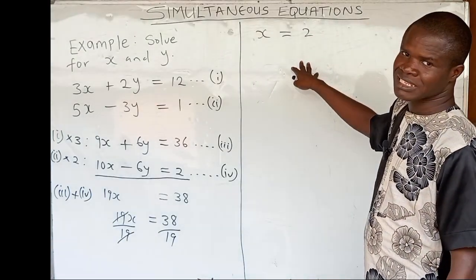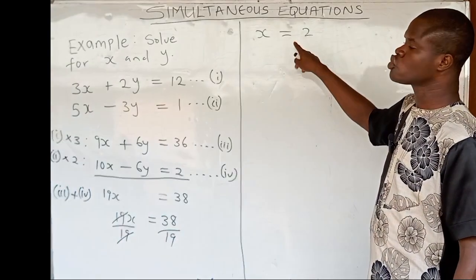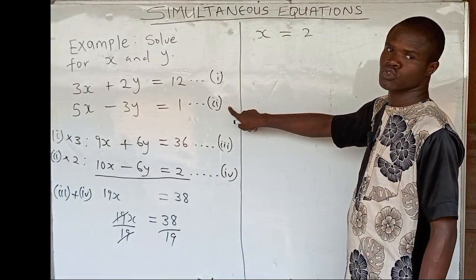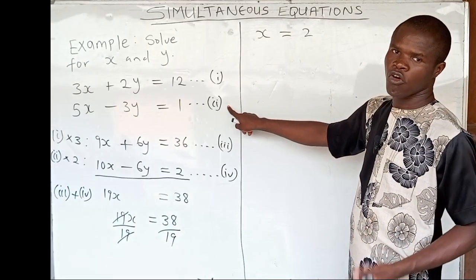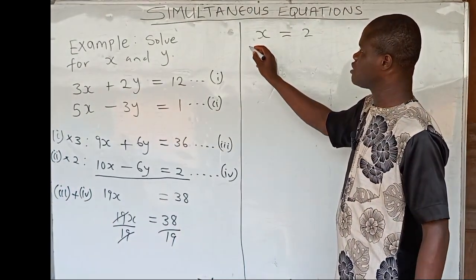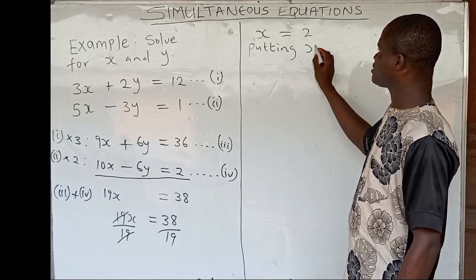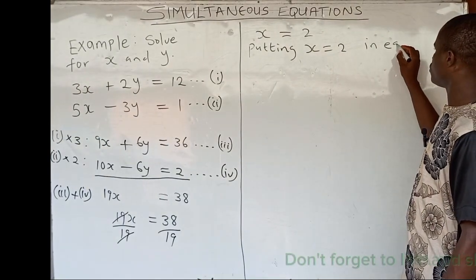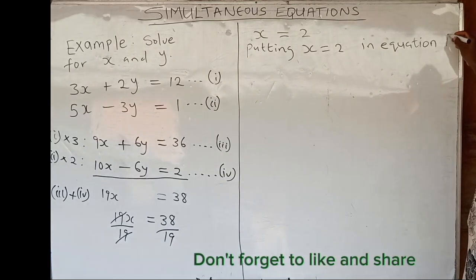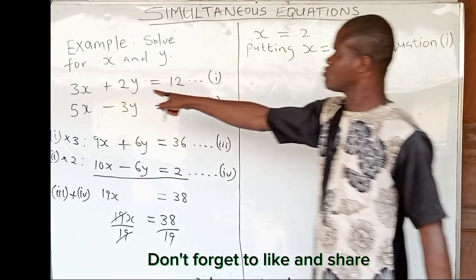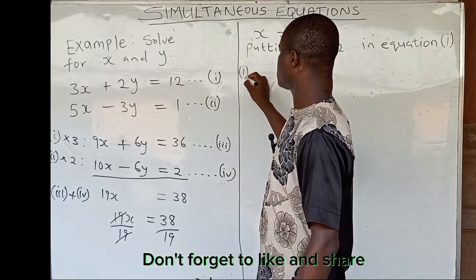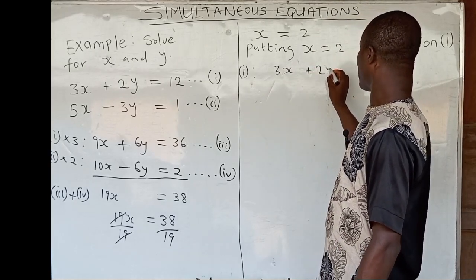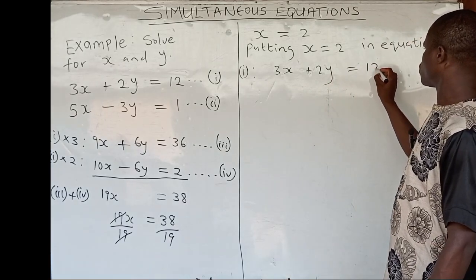Now that we have gotten x, we can substitute for x in equation 1 or equation 2 to find the corresponding value of y. So I can now proceed to say, putting x equal to 2 in equation 1. So what is equation 1? Equation 1 is 3x plus 2y equal to 12.